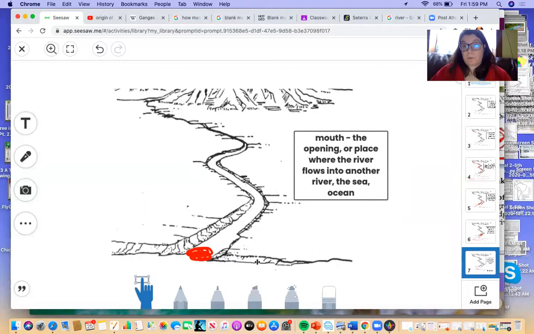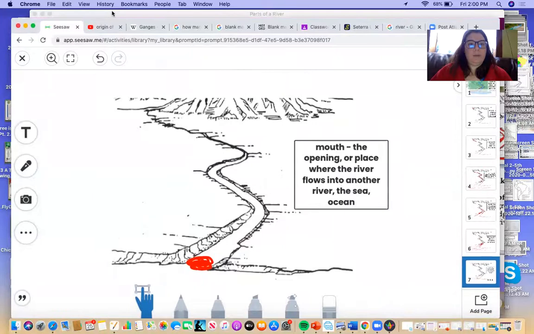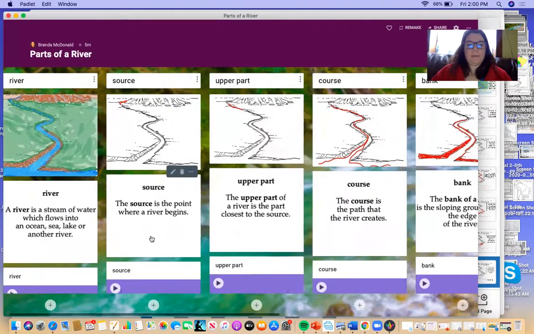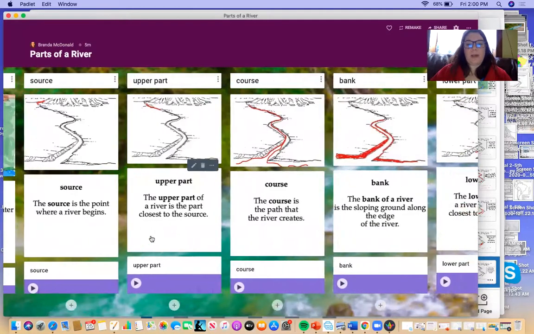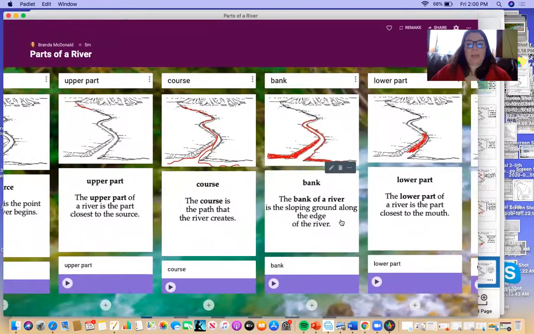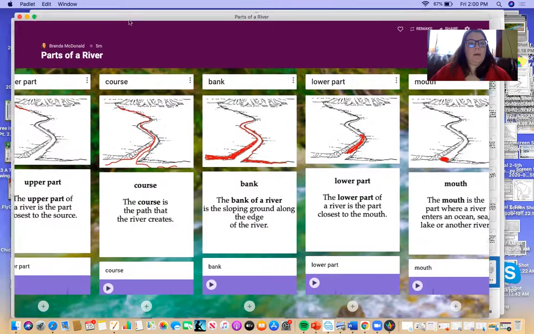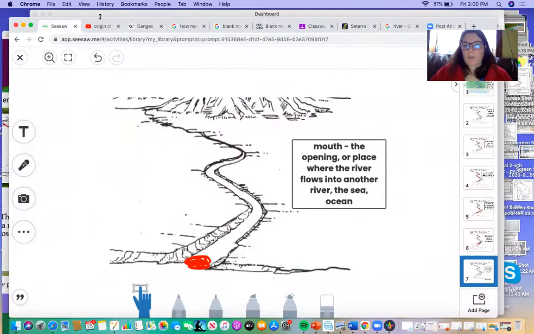And so those are our parts of the river. You will have a Padlet that I made for you with all of the pictures and definitions: the source, upper part, course, the path the river takes, the bank, the sloping edge along the edge of the river, lower part, and the mouth, where it enters the ocean or sea. And then I'll also include some videos where you can learn more about different rivers, and a map where you can map out the rivers in the United States.